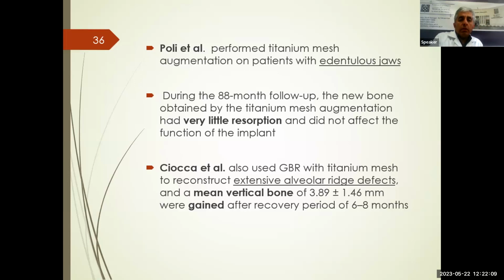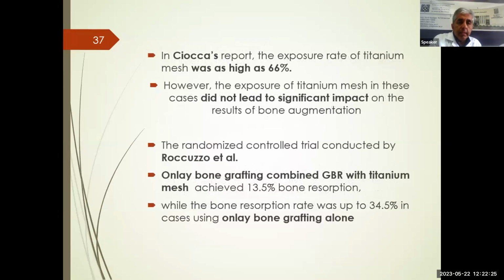Sioka et al. also used GBR with titanium mesh in an extensive alveolar defect, and a mean vertical bone height of almost 2 millimeters was gained after a recovery period of 6 to 8 months. The maximum mesh exposure was found in Sioka's report, almost 66%. However, the exposure of titanium didn't lead to a significant impact on the result of bone reconstruction.